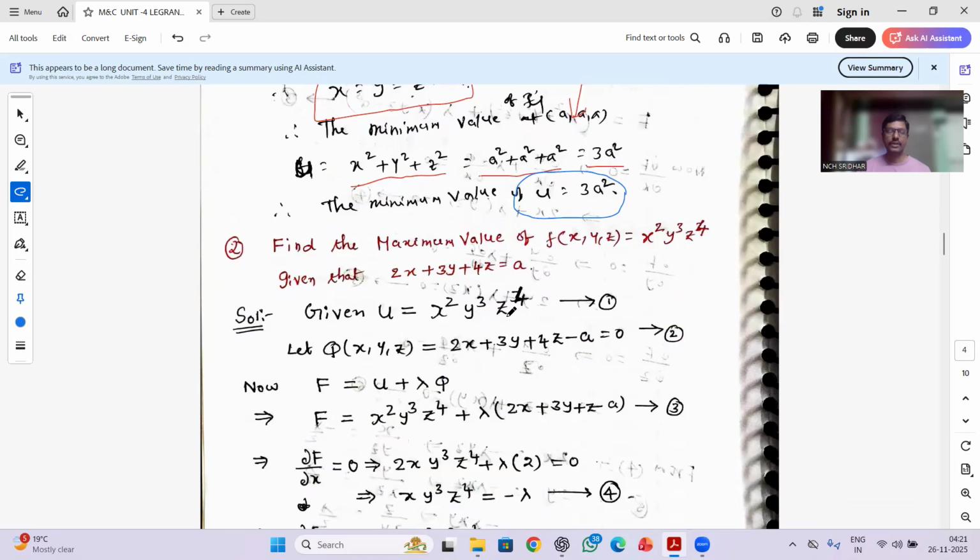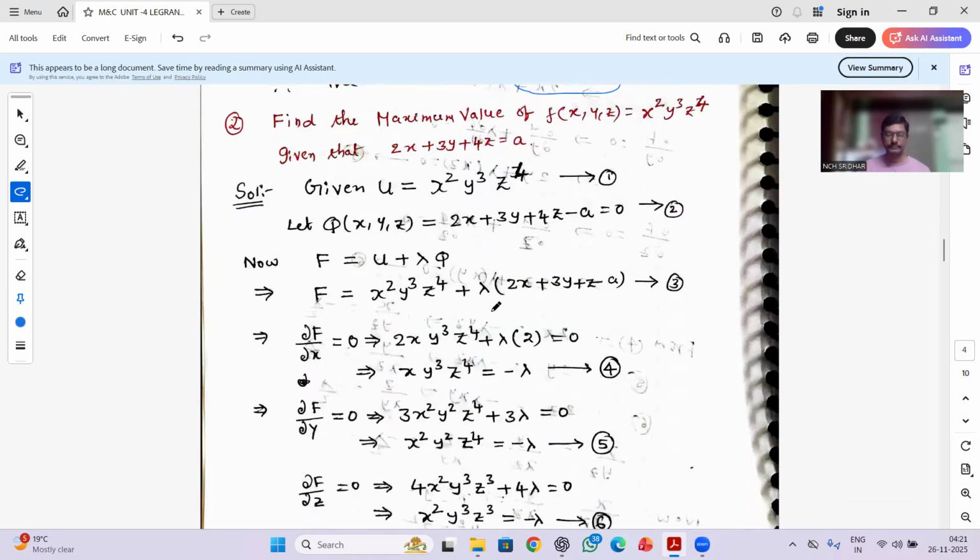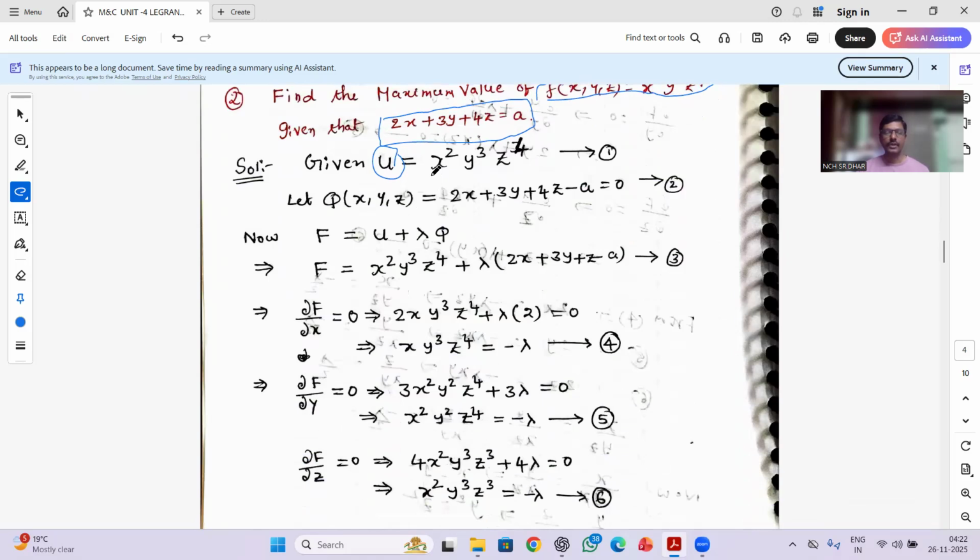Right. Now we will see one more problem, students. Find the maximum value of f(x, y, z) equals x square y cube z to the power of 4, according to the given condition 2x plus 3y plus 4z equals a. So here also I have considered f as u. Therefore, u is equal to x square into y cube into z to the power of 4. The given condition phi(x, y, z) is equal to 2x plus 3y plus 4z minus a.